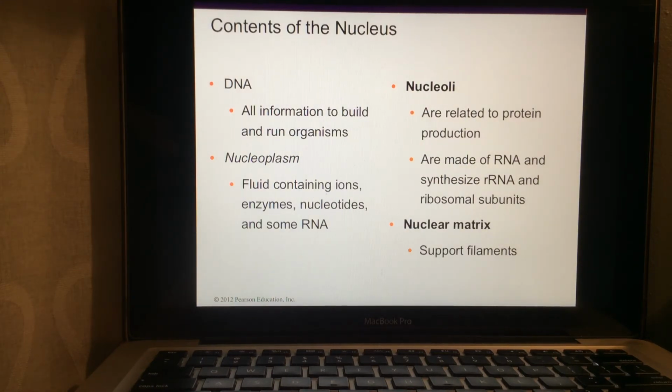DNA contains all of the information to build and run organisms. The nucleoplasm is basically the fluid containing ions, enzymes, nucleotides, and some RNA. It has a supportive nuclear matrix, one or more nucleoli, and chromosomes. So basically these chromosomes will help provide that genetic information. The nucleoli are related to protein production and made of RNA and synthesize ribosomal RNA with these subunits. And then the matrix supports it.